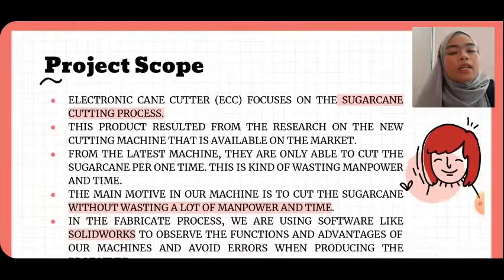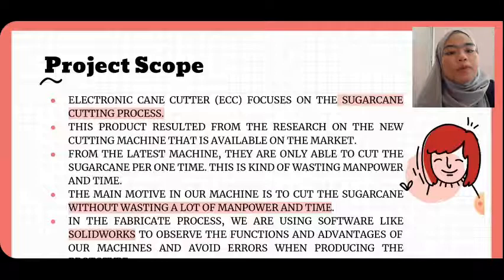For the first one, our project is focused on the sugarcane cutting process. The next one is, this product resulted from research on the new cutting machines that are available on the market. The third one is, from the latter machine, they are only able to cut the sugarcane one at a time. This kind of machine wastes manpower and time, meaning in one cycle they can just cut one piece of sugarcane. The fourth one is, the main motivation in our mission is to cut the sugarcane without wasting a lot of manpower and time.